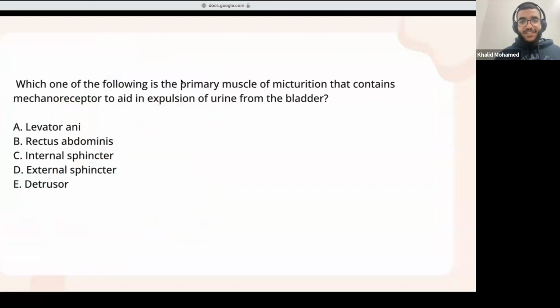So now we reach the last lecture. These questions, Dr. Abdul Ahad likes to repeat them every single year, so we know them very well, and he's probably going to repeat them for you too. So which one of the following is the primary muscle of micturition that contains mechanoreceptors to aid the expulsion of urine from the bladder?